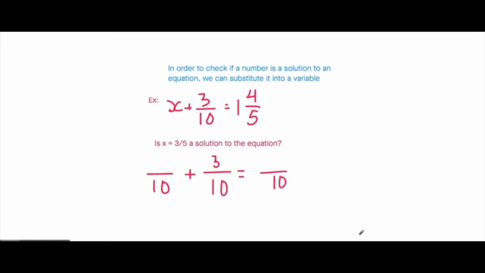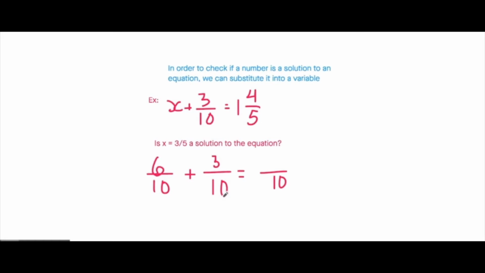So in order to check if a number is a solution to an equation, we can substitute it for the variable. For an example, here we have x plus 3/10 equals 1 4/5. So the question is, is x equals 3/5 a solution to the equation? To solve this, we substitute 3/5 for x, and since they have different denominators, we find the LCD, which is 10. So 5 times 2 is 10, so 3 times 2 would be 6.